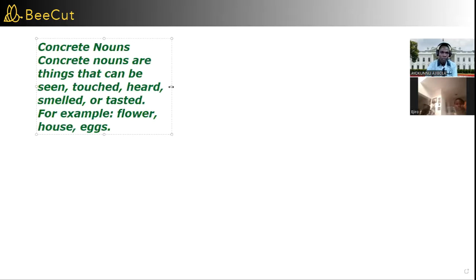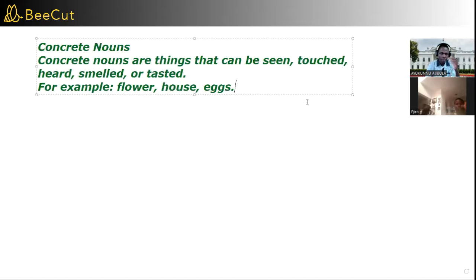And the last thing we're going to look at today before we round up is about concrete nouns. We've talked about abstract nouns. We say abstract nouns are the nouns that you cannot see or touch or feel with your five senses, but concrete nouns are the opposite of abstract nouns. So this is what I have here. Concrete nouns are names of things that can be seen or touched or heard or smelled or tasted. For example, flower, house, egg. So this is where we're going to be rounding up today.